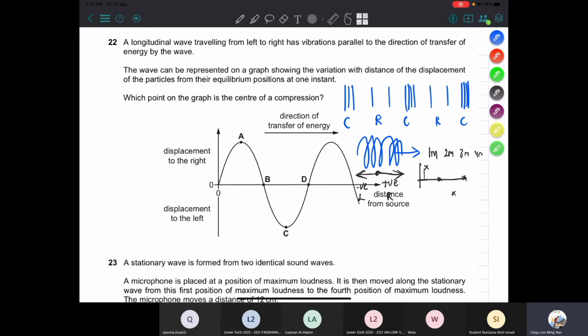So compression, which one would be the compression? I got the dilemma here. Displacement, compression. Maybe you think of displacement.